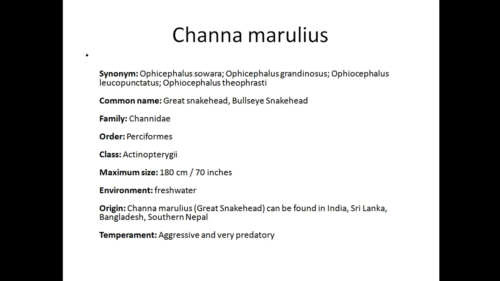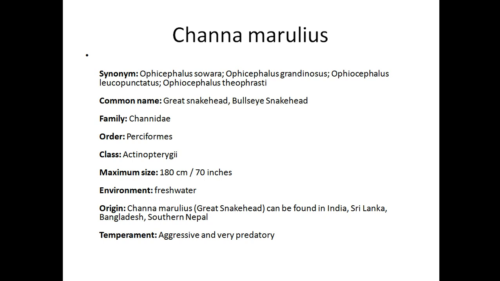Then the next example is Channa marulius, another very popular freshwater fish, Ophiocephalus, sorry, Ophiocephalus is the one. Ophiocephalus channa, Ophiocephalus saurai, there are so many species there. It is commonly known as great snakehead fish or bull-sized snakehead fish, and belongs to family Chanidae.